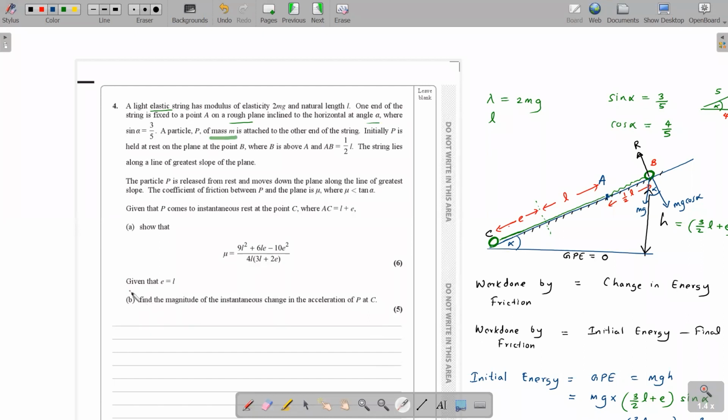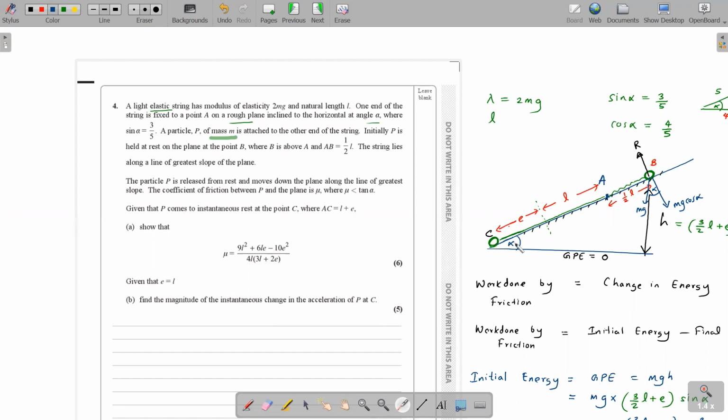Okay, part B: given that E equals 1, find the magnitude of the instantaneous change in the acceleration of P at C. Okay, so what do you mean by that? Now you do realize here that your object comes down from this point B, accelerating until it reaches natural length, and after that it starts to slow down, right? Because you're stretching the string, and then you come to this point C where it's instantaneously at rest.